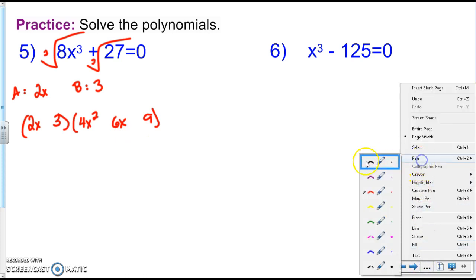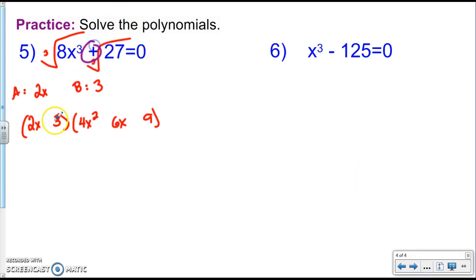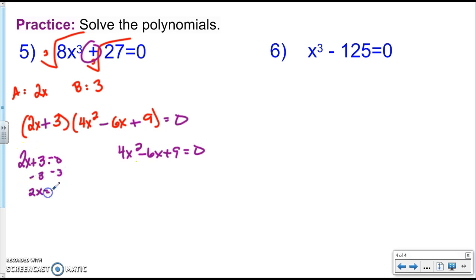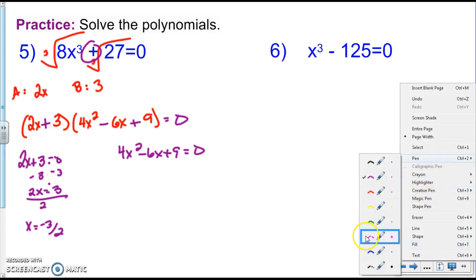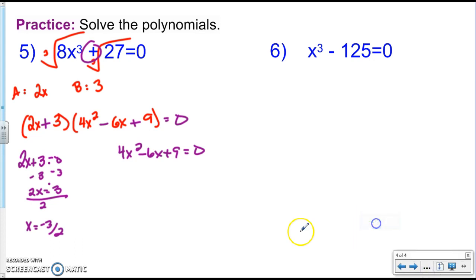And I need to decide my signs. So looking at my original, I have a plus sign, so I'm going to do the same, the opposite, always positive. And then this one actually says solve. So the last thing I need to do is solve each of these. Here's what I'll tell you. The first one I can solve just fine. Subtract 3, divide by 2, we get negative 3/2. Whenever you use these patterns, you have to use the quadratic formula to solve the second part. It's not possible to factor.